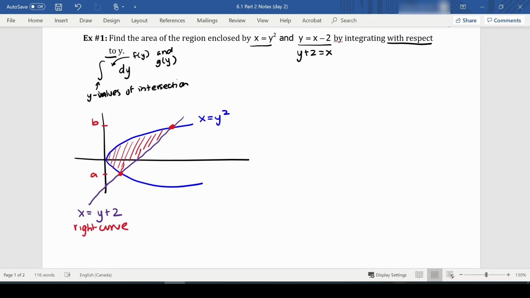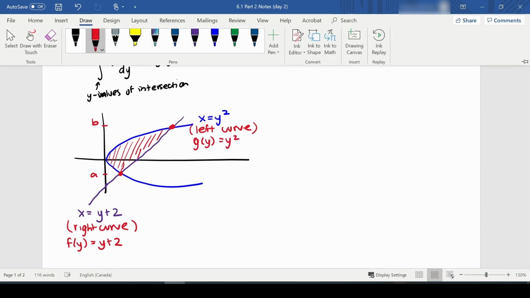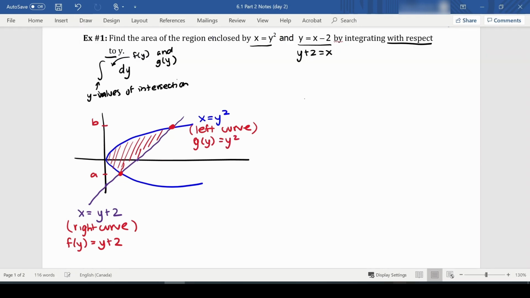which makes this f of y. And our blue one is our left curve, which makes this g of y. So before we start, let's find our places of intersection.